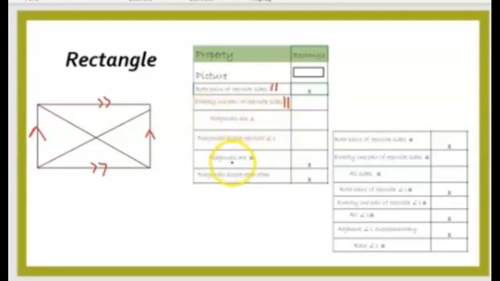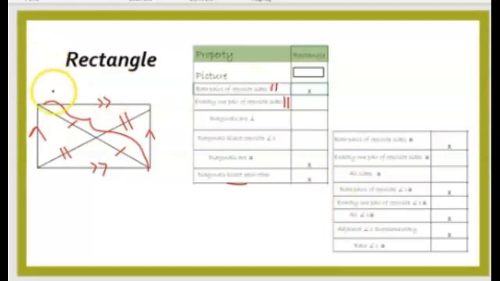And let's see, the next one is diagonals are congruent, and they bisect each other. So this is what we talked about in that last slide. Bisect meaning two equal parts. But they're also congruent. So, you know, this one equals this one. They are equal.